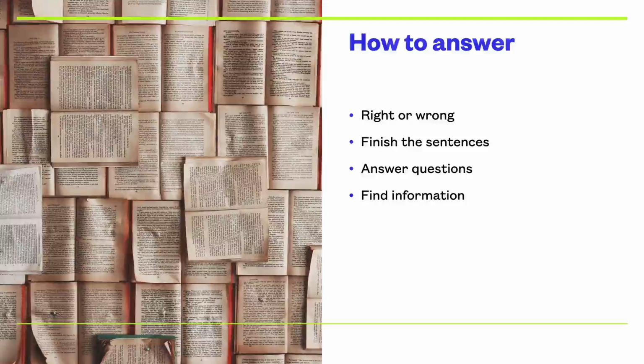Also, if it tells you to find information, it often says find 2 items, find 3 items, things like that. Then you really have to write or give 2 items, 3 things. The text will provide you with these. You probably don't have to think of anything. The text will give you that.